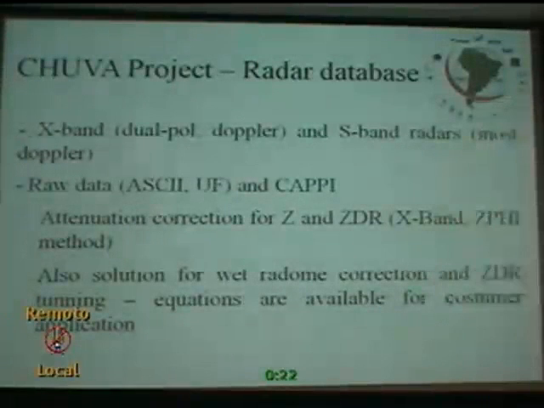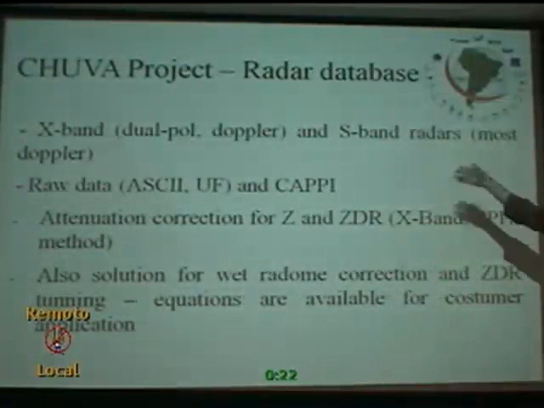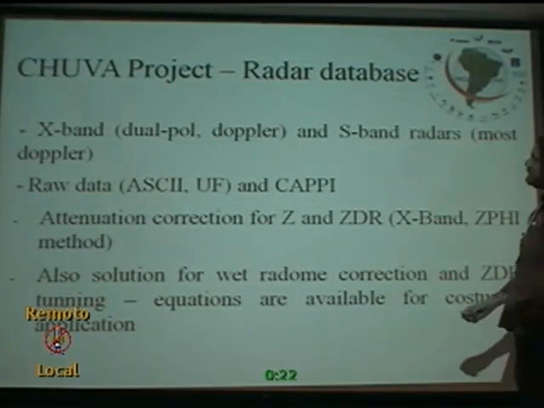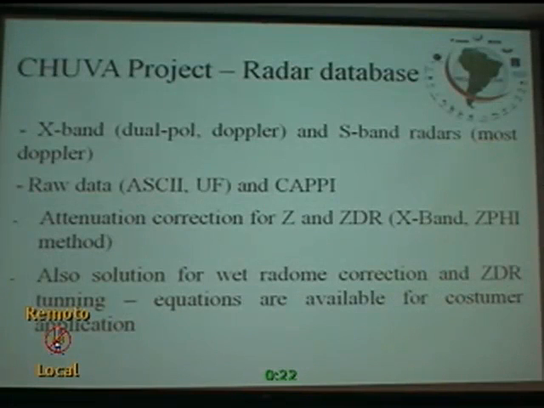So in terms of radar data, what we have is the Gematronic X-band radar that was discussed here extensively, and several S-band radars that it's not our responsibility to check the calibration and everything. These are Air Force radars. We don't have that much authority over them. So for the X-band radar, all the raw data is in ASCII format and universal format, for the volume scans and the RHIs.